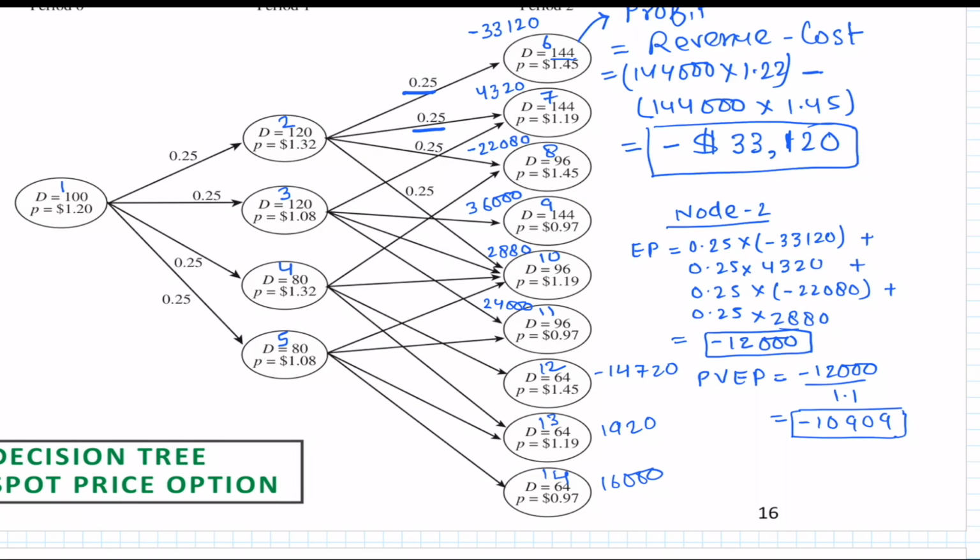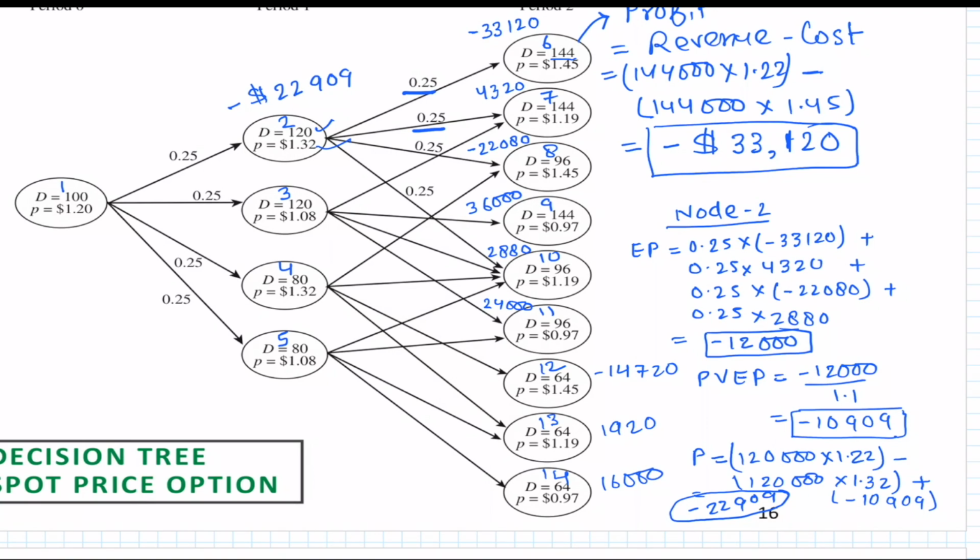So now we can calculate profit at node 2. We have demand for 120,000 items. So that's the revenue, minus 120,000 times 1.32, and then plus the number that we calculated just now, negative 10,909. So this gives us negative 22,909. Similarly we can calculate profit at nodes 3, 4 and 5.